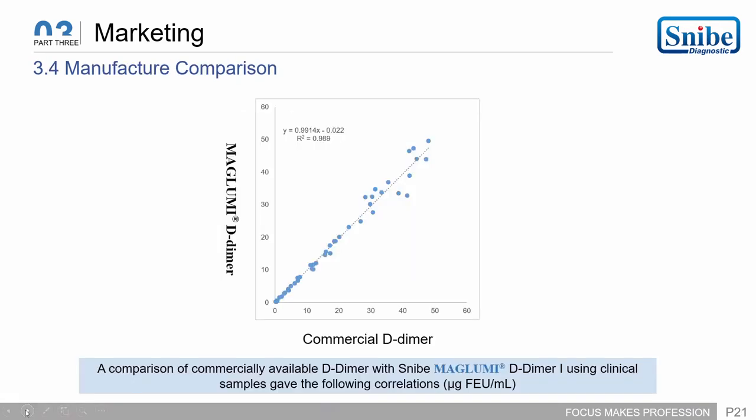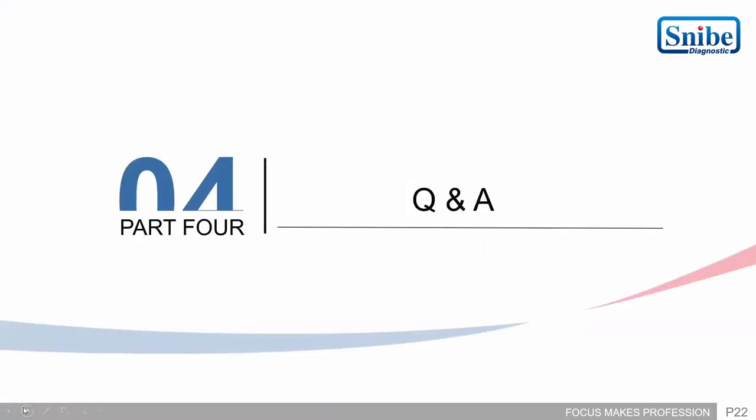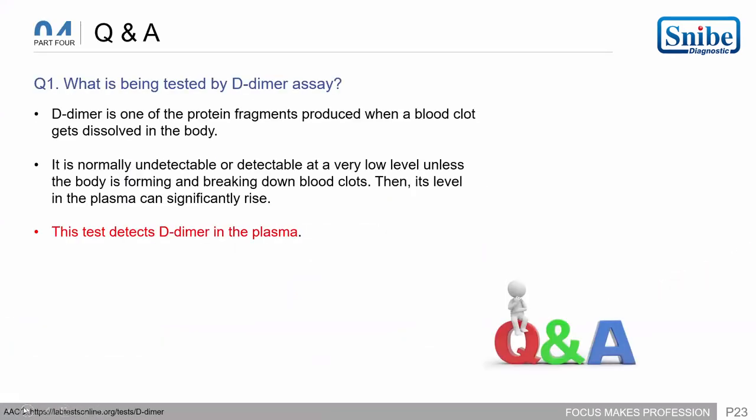So we compared the Maglumi D-dimer with other commercially available D-dimers using samples. We found that the regression value is 0.989, which shows an excellent correlation between 0 to 60 values. It gives you the microgram FEU per ml value. It shows an excellent correlation with the commercially available D-dimer assay.